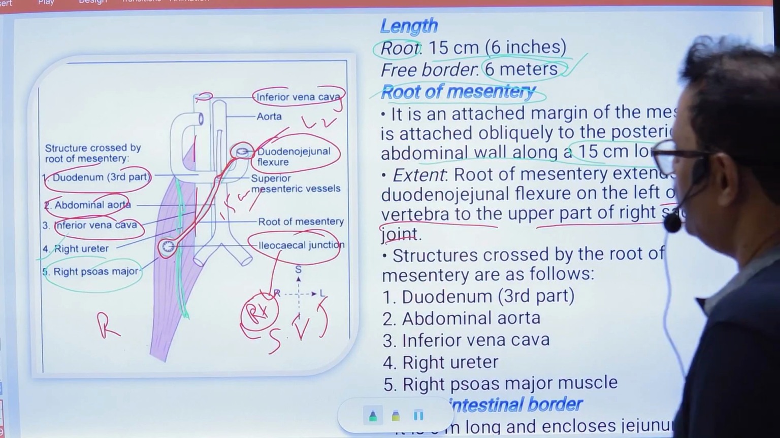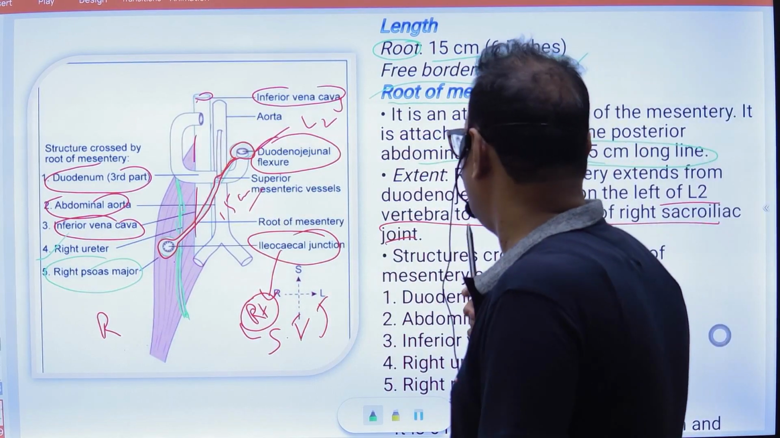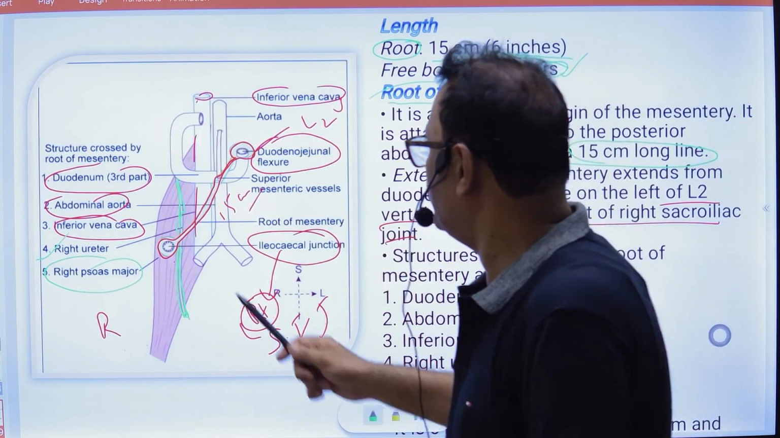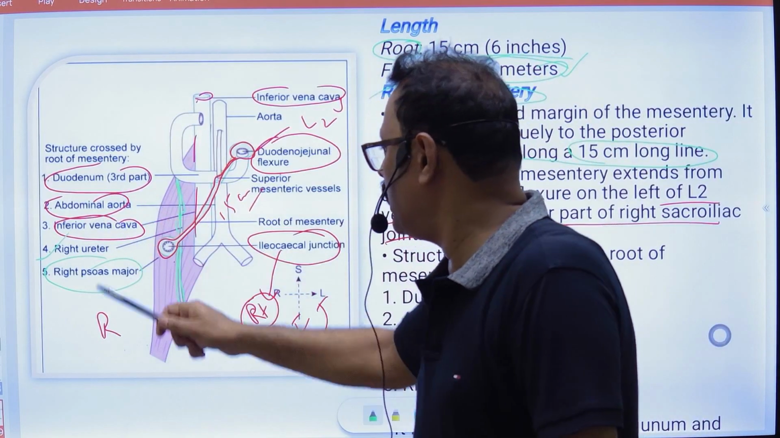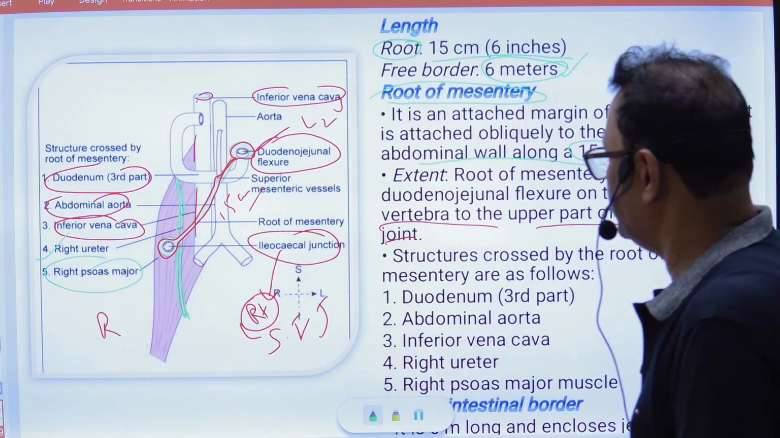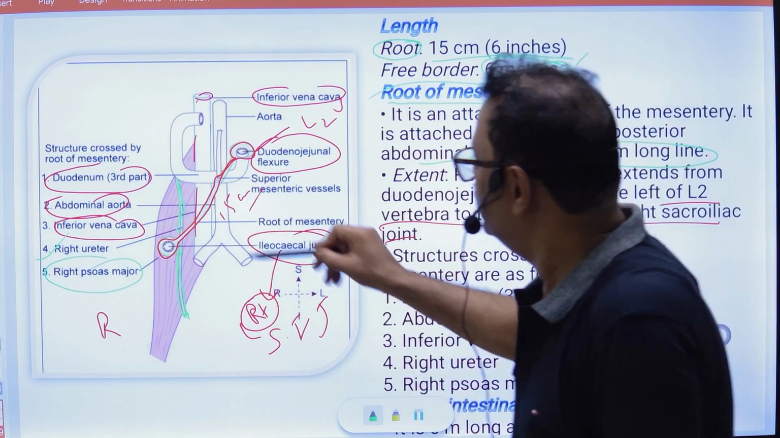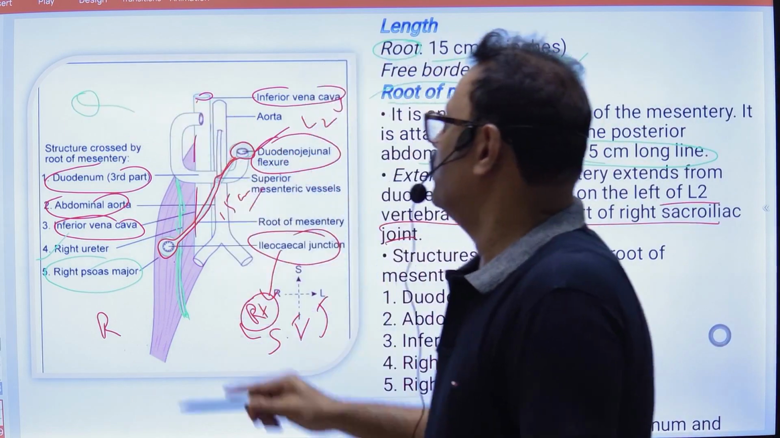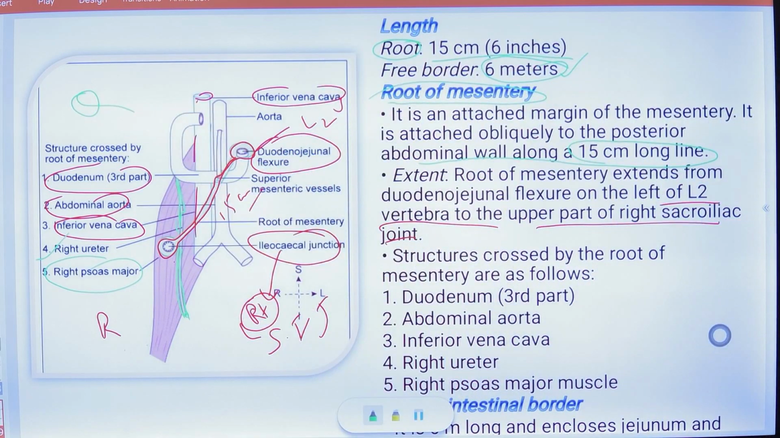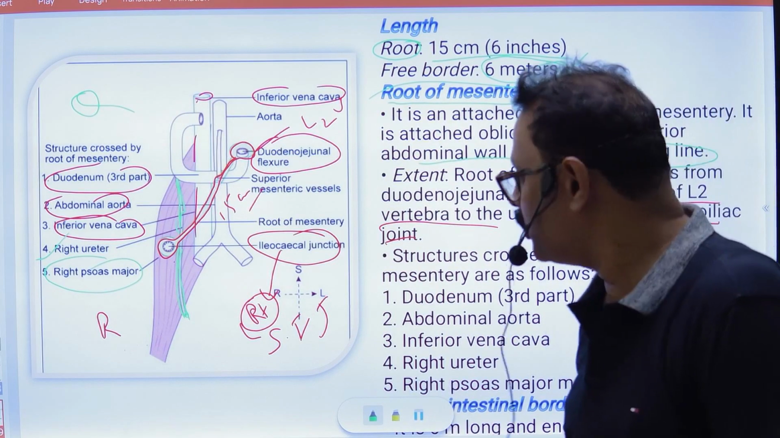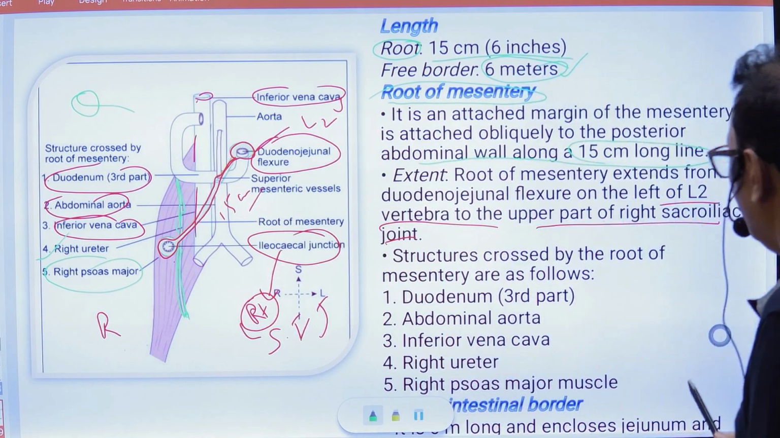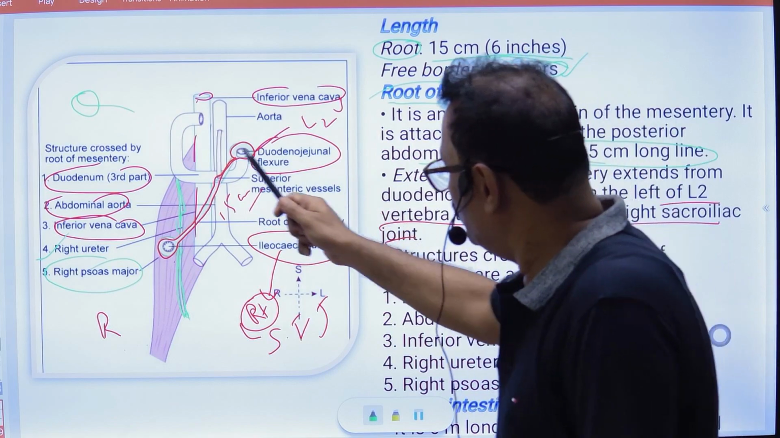So these are the 5 structures which will be crossed by the root of the mesentery. And what are those? The duodenum, abdominal aorta, inferior vena cava, right ureter, and the right psoas muscle. And this is the MCQ question which is being asked: what are the structures which are crossed by the root of the mesentery? So the answer is duodenum, number 1.